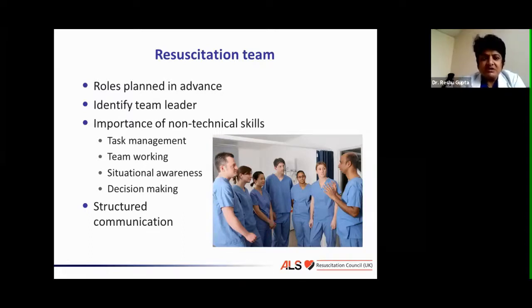As we see even in practical scenarios, if the arrest is in the ICU, where all the staff are equally trained, it's always a non-chaotic program. But in wards or other places where training is lacking, or where they are not well exposed, any cardiac arrest becomes a very chaotic scenario.